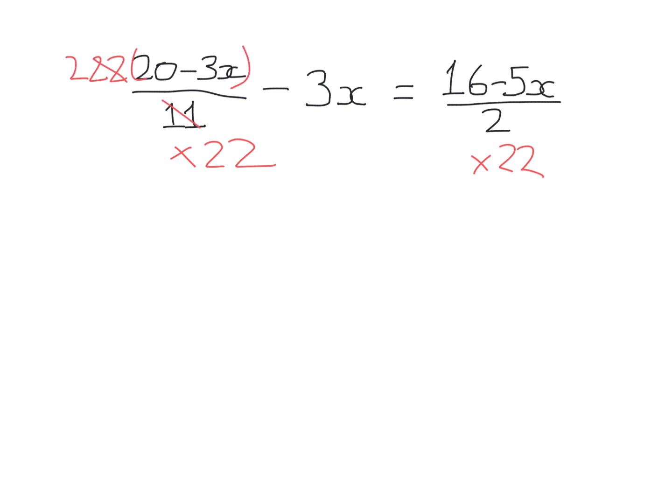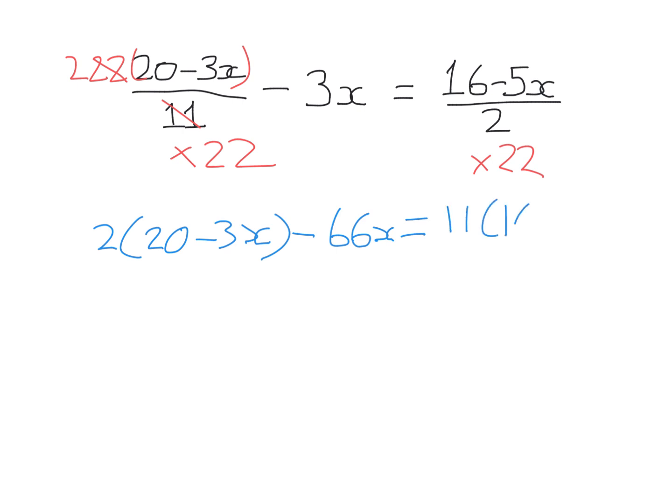So I'm left with 2 outside of 20 minus 3x. Now when you're timesing one side of the equation by a number, you have to times the whole shebang. I have to times this one by 22 as well. Now, when I times the right-hand side by 22, 22 divided by 2 is 11. I can just write it like this. So I have got rid of the fractions.